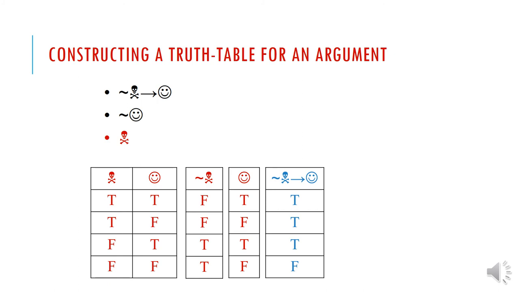Here you'll notice that I've just rewritten the smiley face column. The reason I've rewritten it is because the skull and crossbones negation is the antecedent to the conditional statement. My antecedent is what's on the left side of the arrow. The smiley face, the consequent, is on the right side of the arrow. So I will want to represent that in my truth table. Now, you don't have to do it this way, but you will have to remember that the negation, skull and crossbones, is the antecedent.